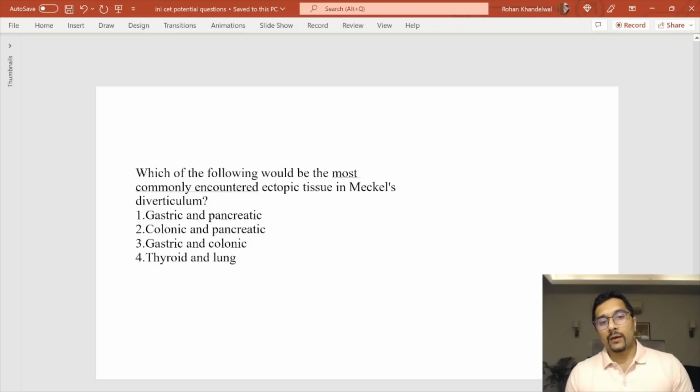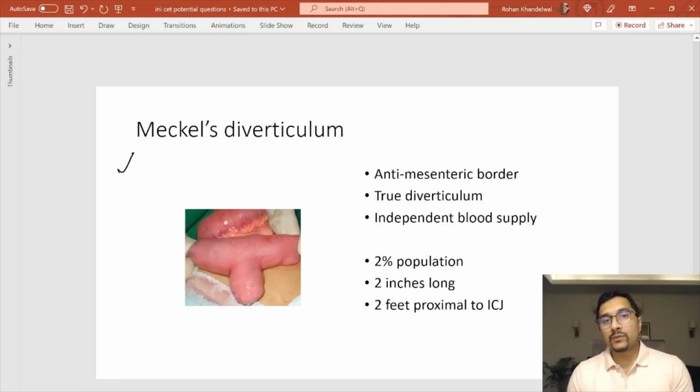Which would be the most commonly encountered ectopic tissue in Meckel's diverticulum? We know it is gastric and pancreatic, and that is what leads to bleeding. The ectopic gastric mucosa leads to bleeding. It is seen along the antimesenteric border.